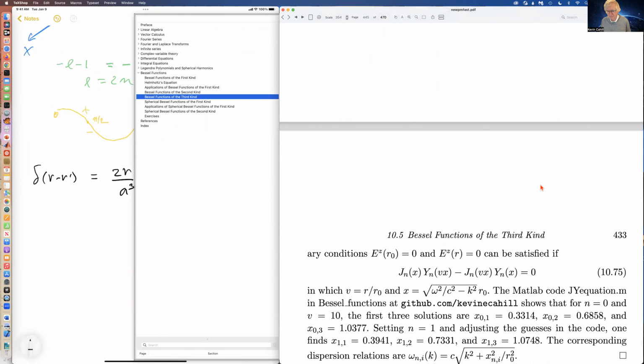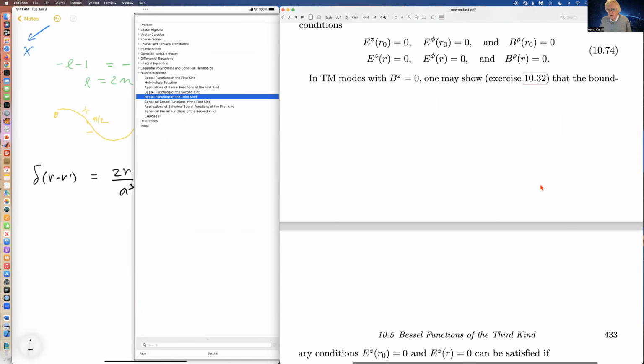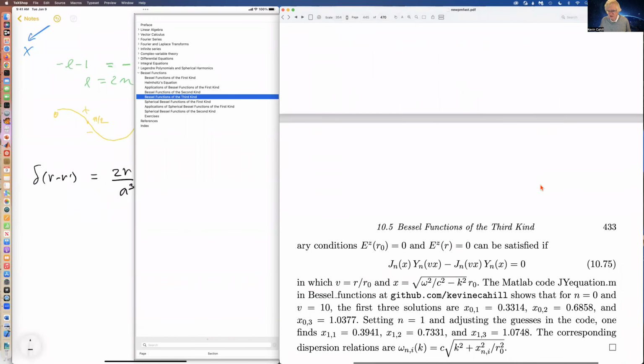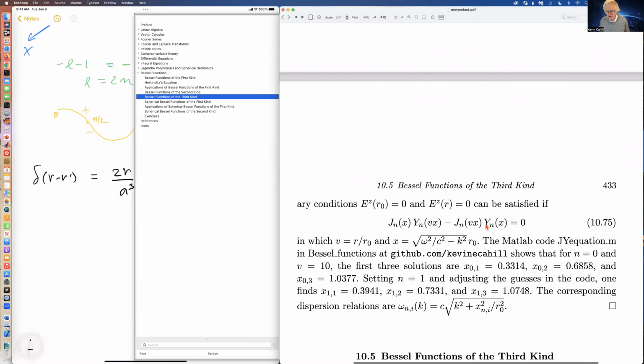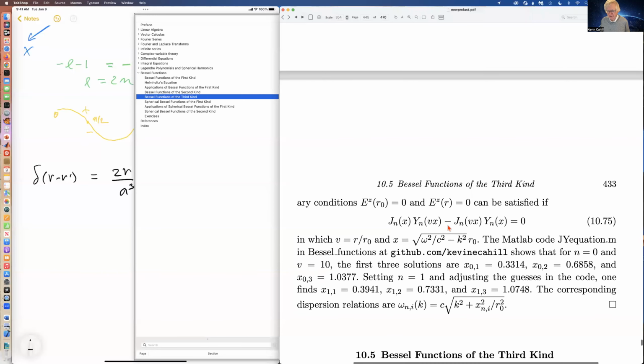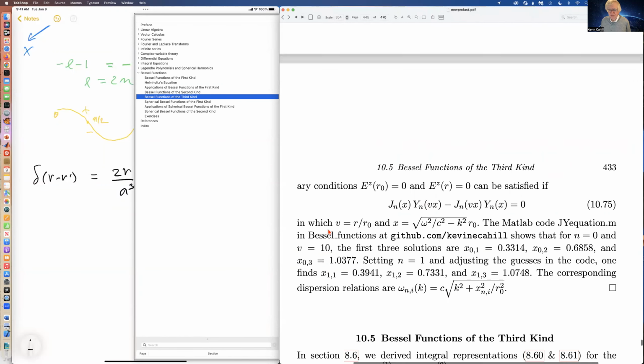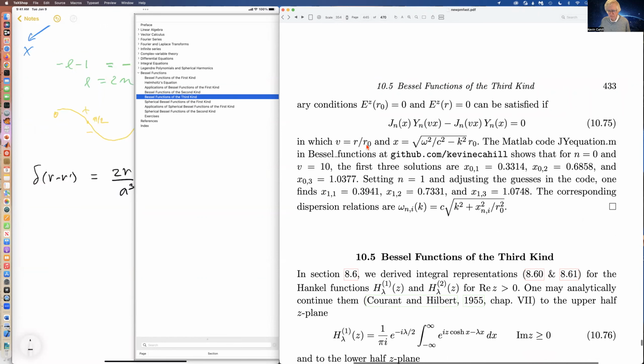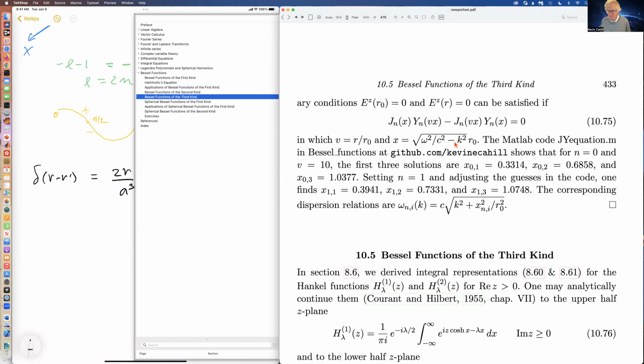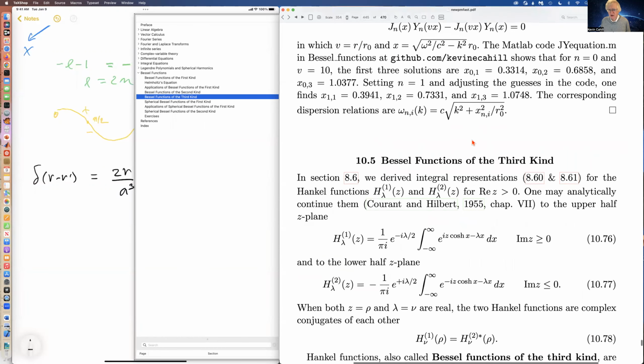And so then one can show that you satisfy the boundary conditions if you have this combination vanishing. And that's actually, I probably should have written this as J_N Y_N is equal to J_N Y_N with the V hopping from the Y to the J. V is the ratio of the radii, and X is this square root here.